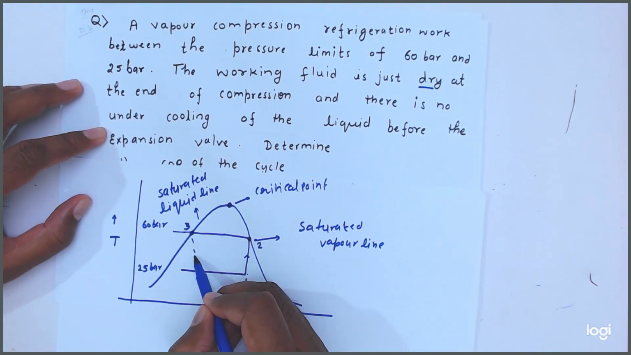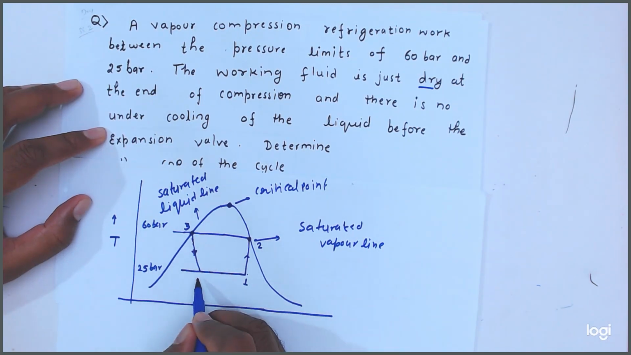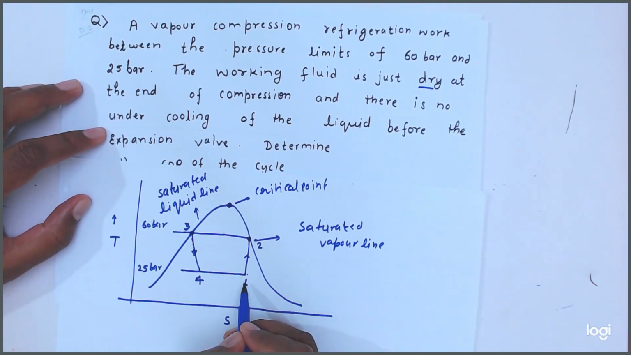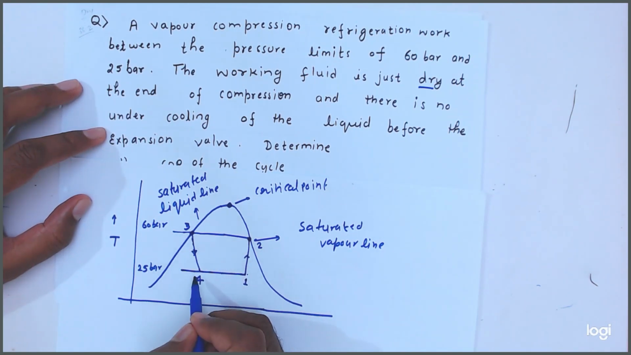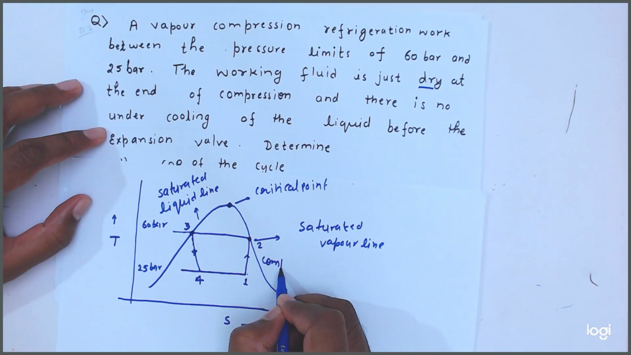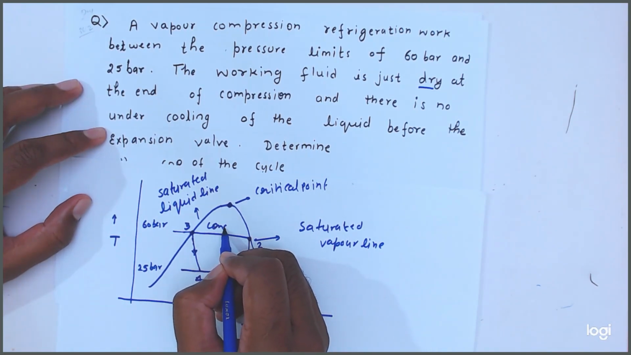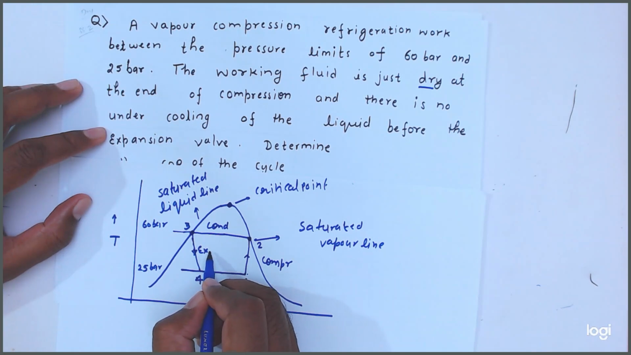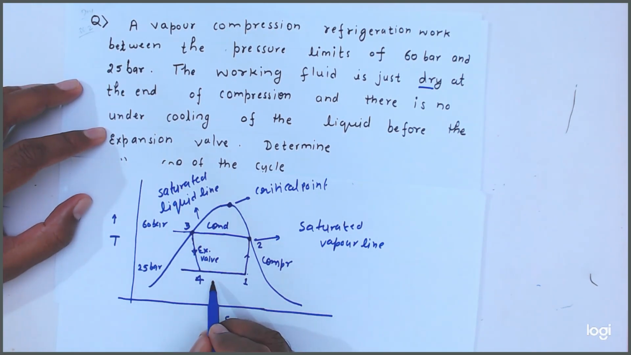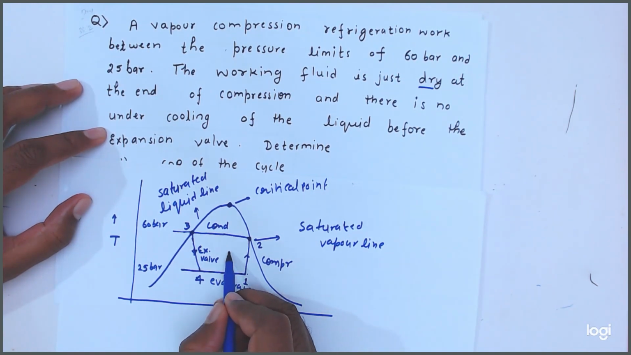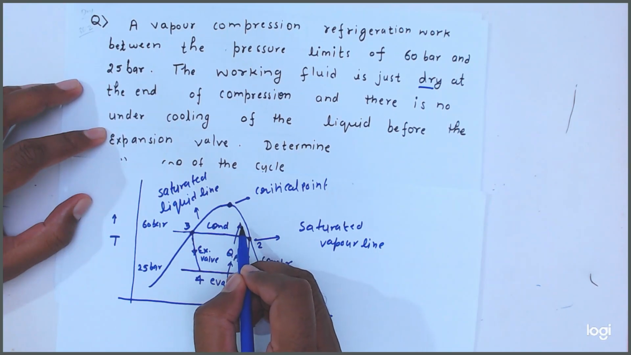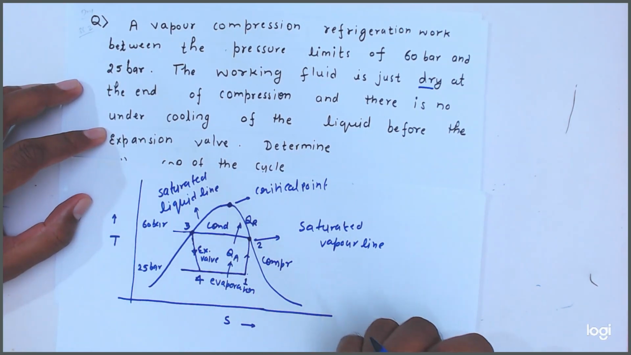And this is the constant enthalpy line. So this is point 4. Getting friends? Understand? This is point 1, point 2, point 3 and point 4. This is the compressor, this is the condenser, this is the expansion valve and this is the evaporator. Here heat addition is there and here heat rejection is there.